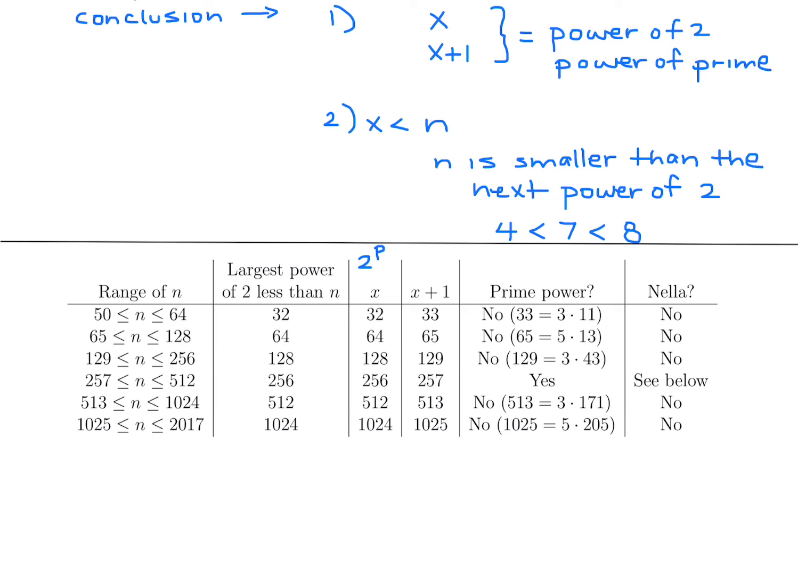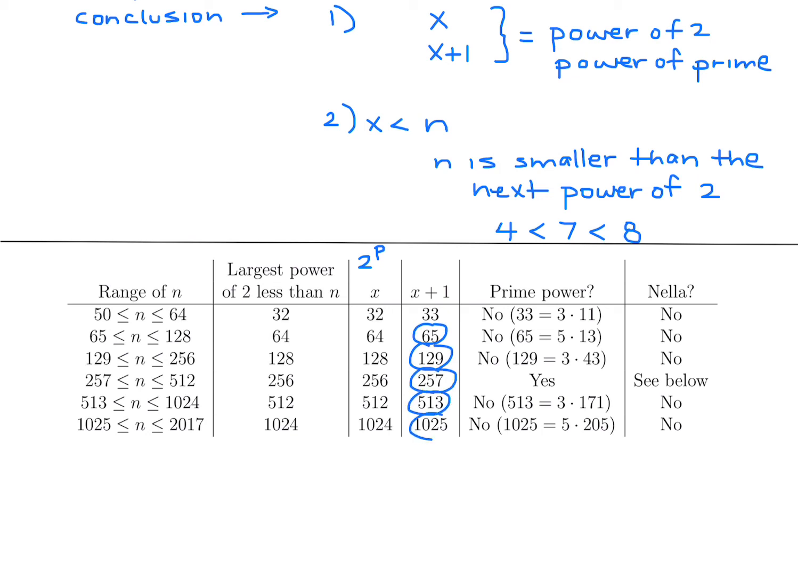So if you look at this table, we have to conclude: does this work or not? If x is a power of 2, well, that's how we made it, that's no problem. But what about x plus 1? x plus 1 has to be a power of a prime. One has to be a power of 2, the other has to be a power of a prime. Which ones are a power of a prime? This one is not a prime, neither is this one, neither is this one.